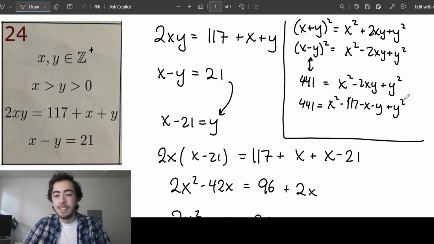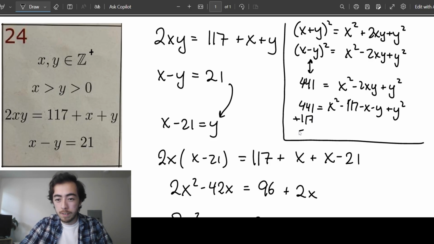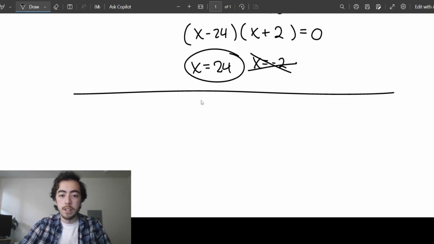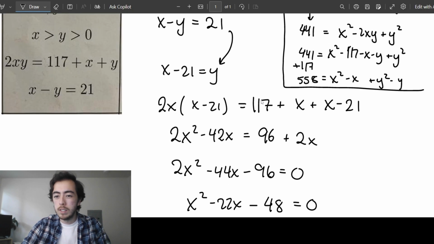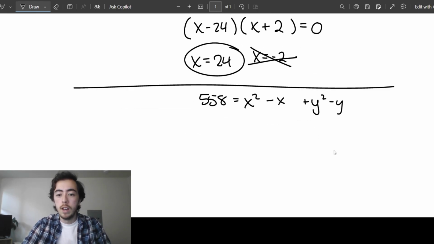I guess not. Just to show you what I meant by a circle, we can just keep playing around with the algebra. I'll add 117 to both sides right there, and so we do get 558 equals x squared minus x, and then plus y squared minus y. And then just to give me more room, I'm going to take this down here. 558 equals x squared, was that minus? Yeah, okay, minus x plus y squared minus y.